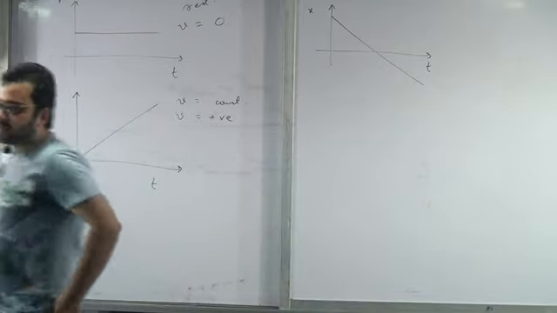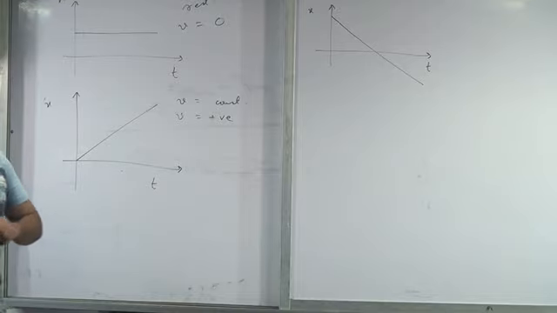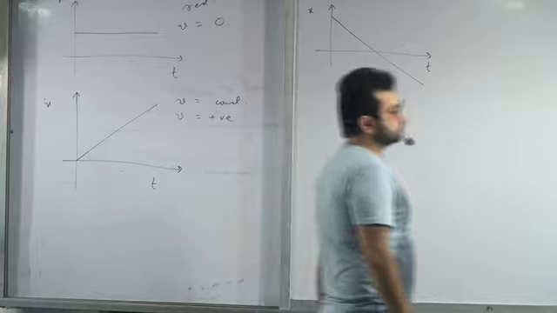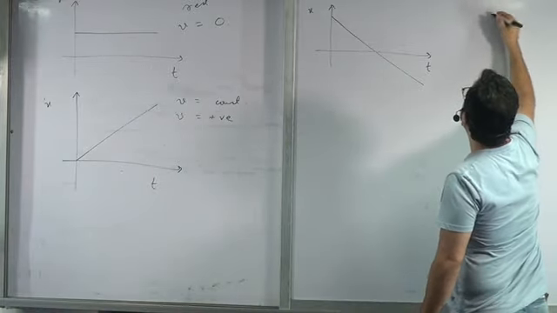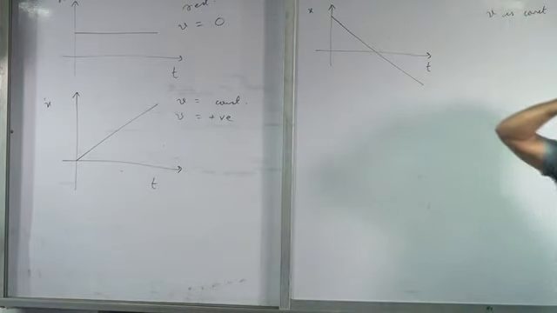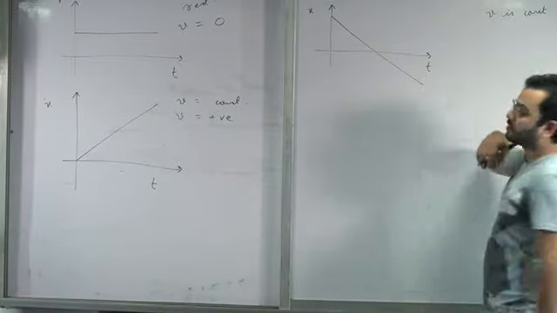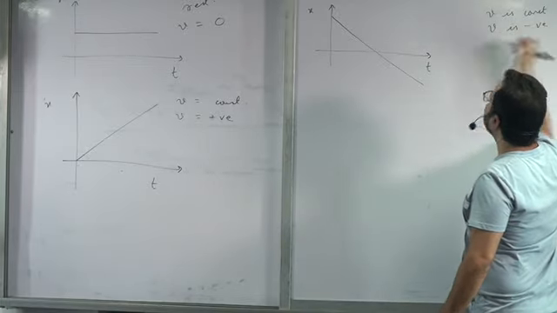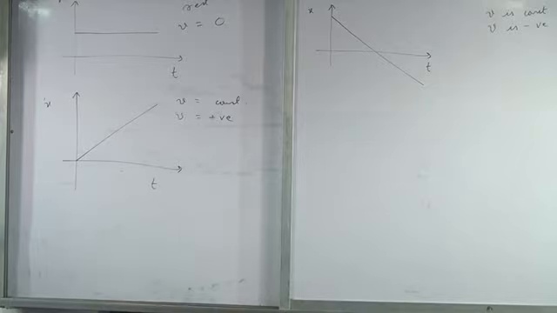Tell me, what does this graph tell me? The velocity is constant. Why is it constant? Because the x-t graph is a straight line. That means a constant slope. Okay, velocity is constant and the direction, v is negative. Why? Because it has a negative slope throughout. Is that clear? Any problem?